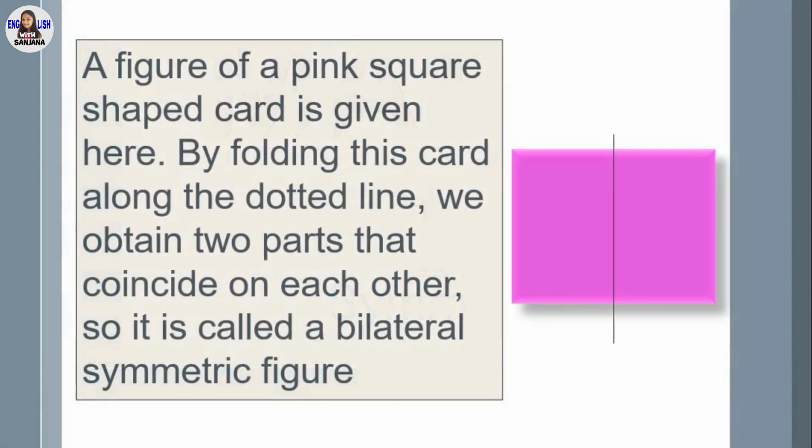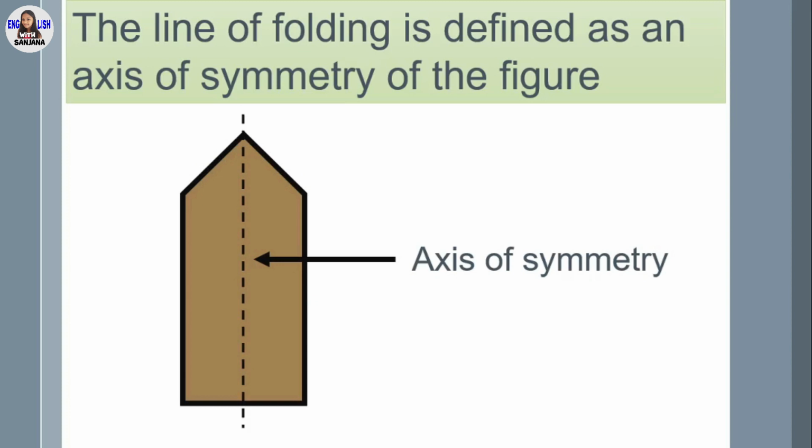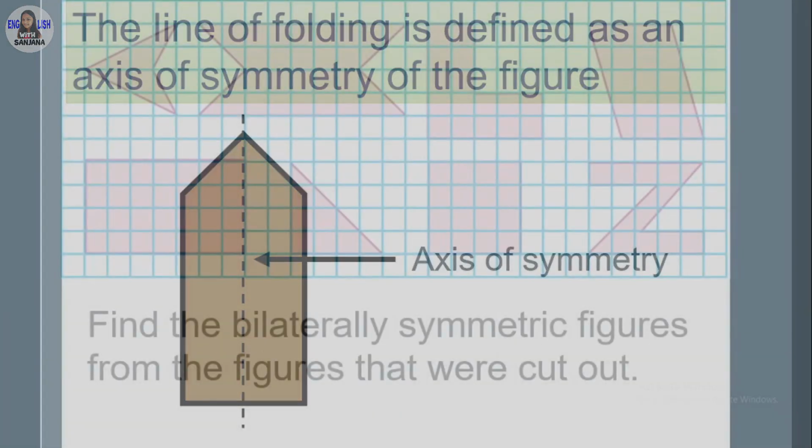A figure of a pink square-shaped card is given here. By folding this card along the dotted line, we obtain two parts that coincide on each other. So it is called a bilateral symmetric figure. The line of folding is defined as an axis of symmetry of the figure. Here this figure shows us the axis of symmetry.